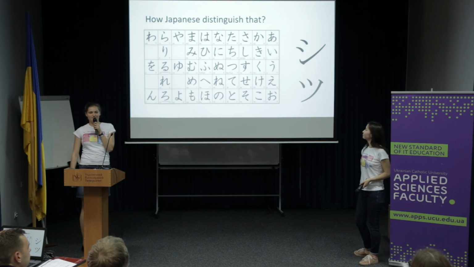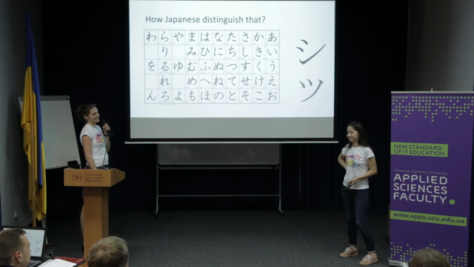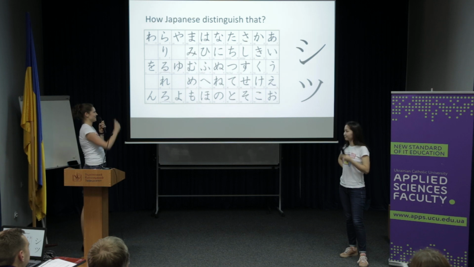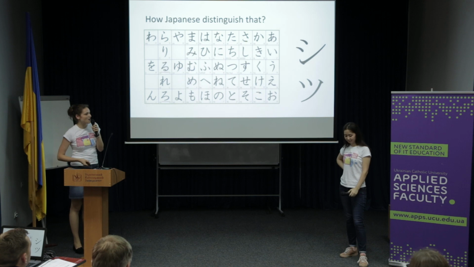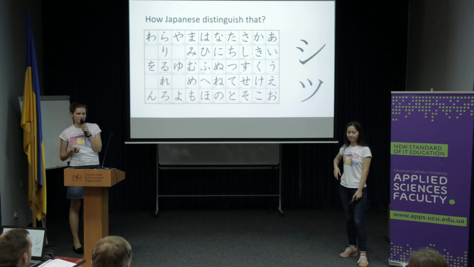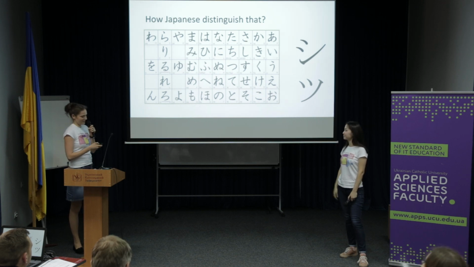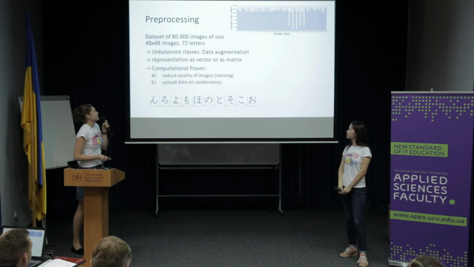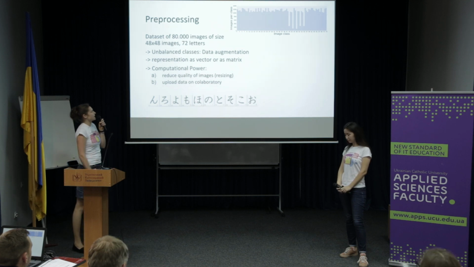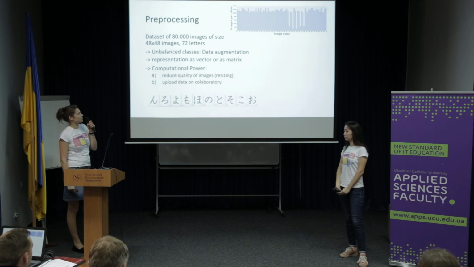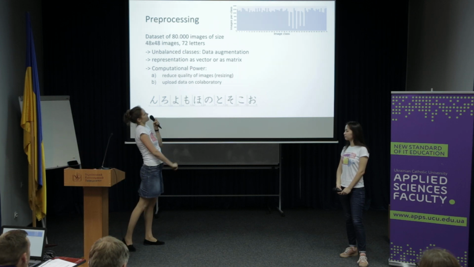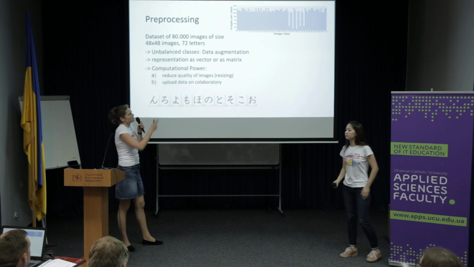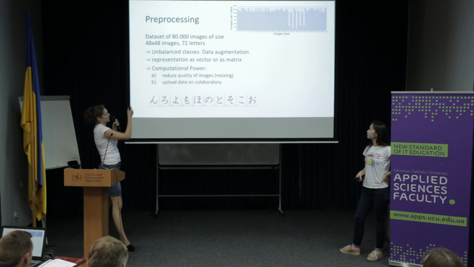So let's get to the data. This data set is boring, so we decided to choose Hiragana. I don't know how a Japanese guy can distinguish it all. I definitely need a machine learning algorithm to do that for me. So what's the data set about? It's 80,000 images of size 48 times 48, and we have 72 classes. The data set was quite balanced, except for 5 groups, so we used data augmentation to take care of these small groups.